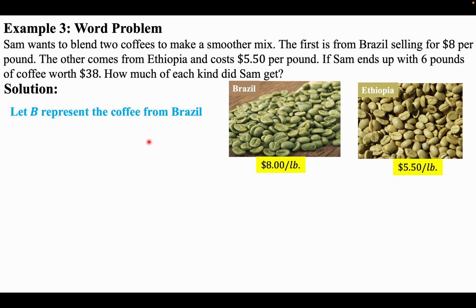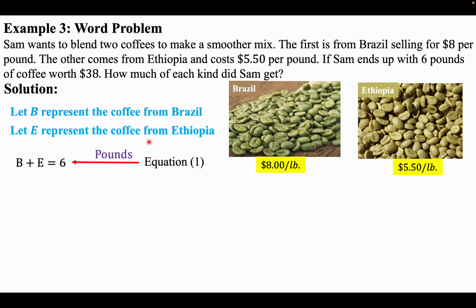Well, let's let B represent the coffee from Brazil and E represent the coffee from Ethiopia. So that means B plus E is going to be 6, because when he mixed those two types of coffee, he ends with 6 pounds of it.